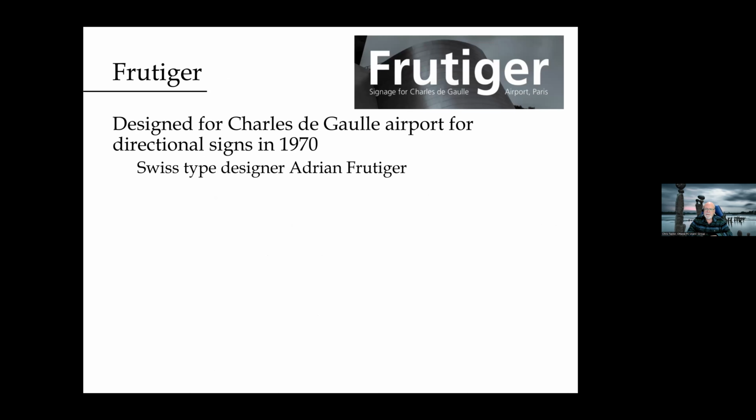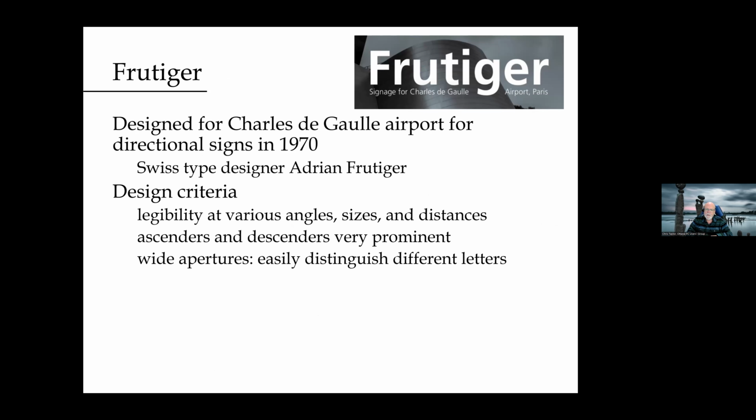Frutiger was designed for the Charles de Gaulle Airport in 1970. The design criteria for it was considerably different than Times New Roman. They wanted legibility at various angles, sizes, and distances. They wanted to have it that you could look down a concourse at the airport, something that was 300 meters away, and you'd be able to make out the signage.